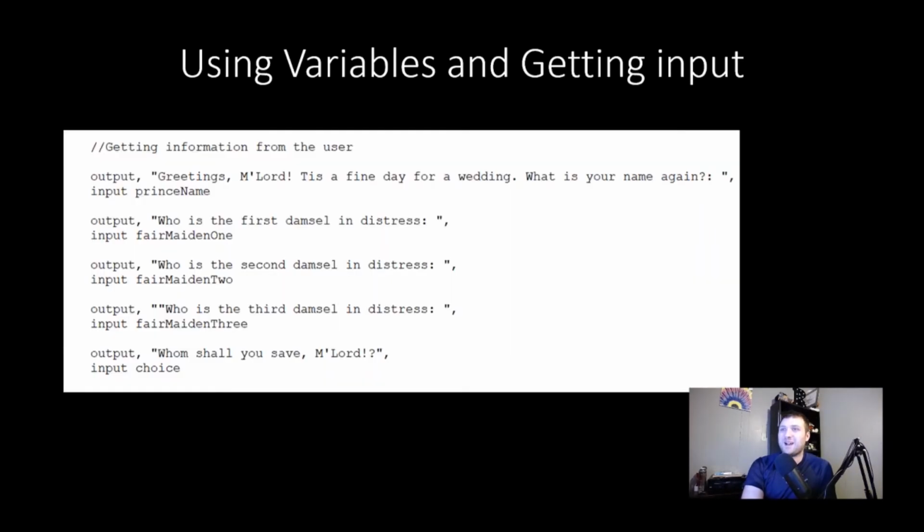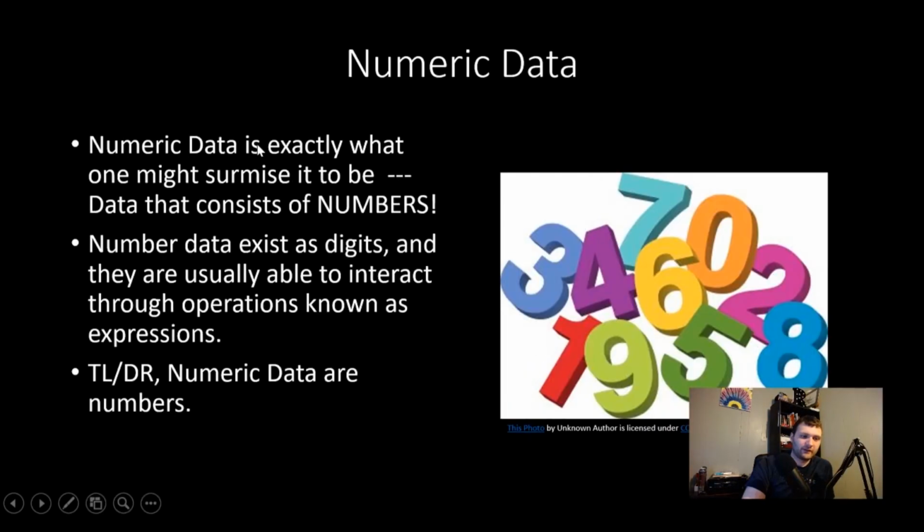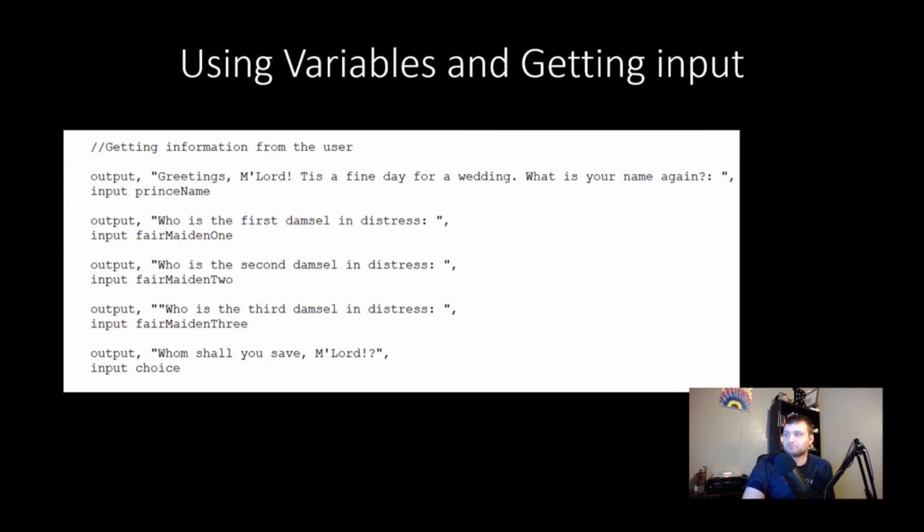Just kidding. So let's use these variables. Let's get input. This is what the section looks like where we are using variables and getting the input from the user. So let's go back to where we were before. You'll see that we just did this up here. Now we're in this phase right here, which is we are getting information from our user.